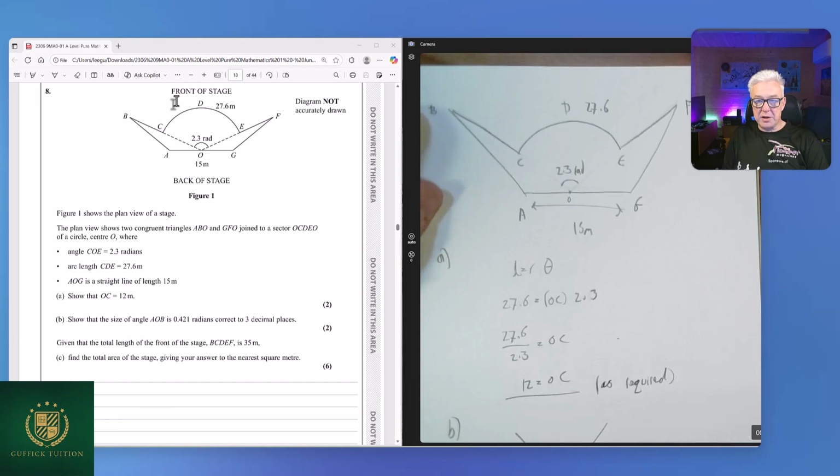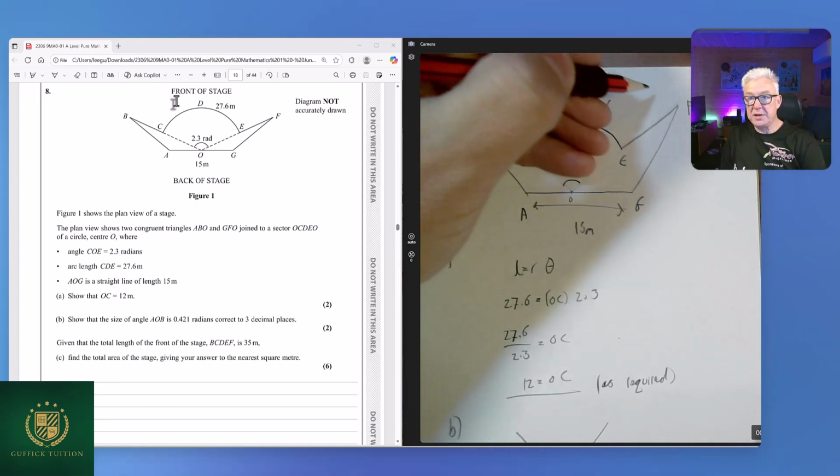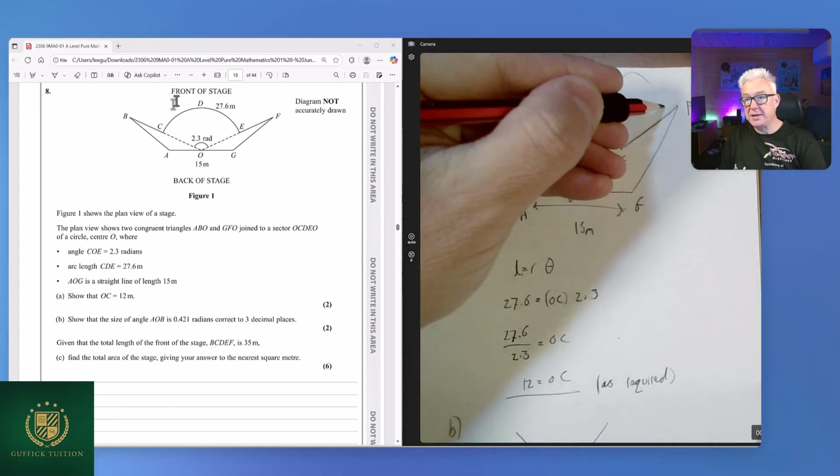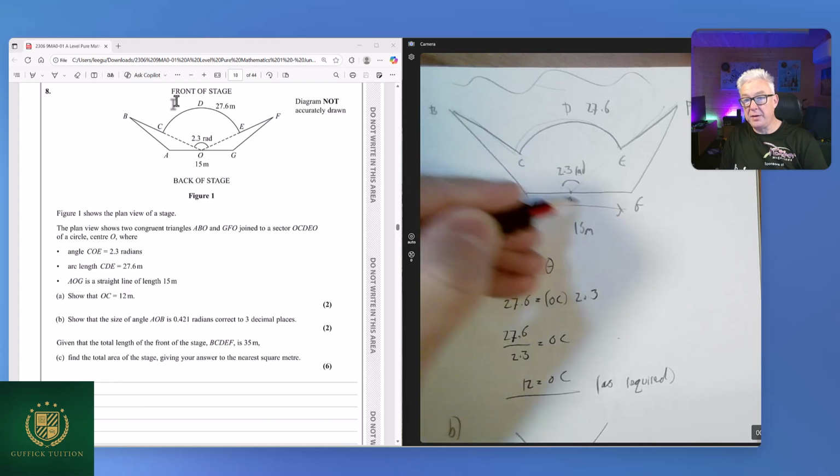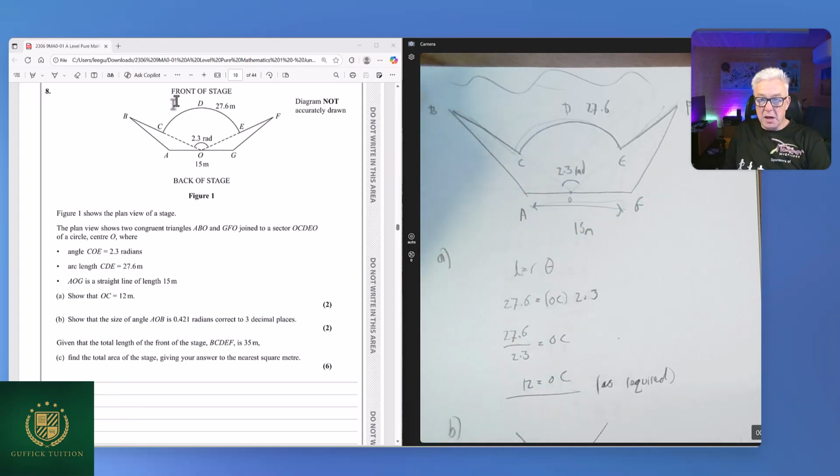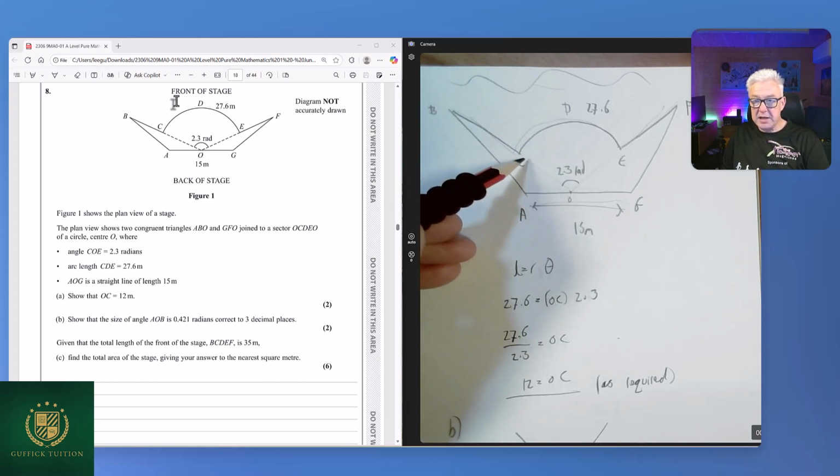Okay, so here's our stage. Now I think the idea is that this is the audience out here, and this is the front of the stage like that, and this is backstage. And this is the side of the stage. So first of all, we've got to show that this length, O to C, is 12.